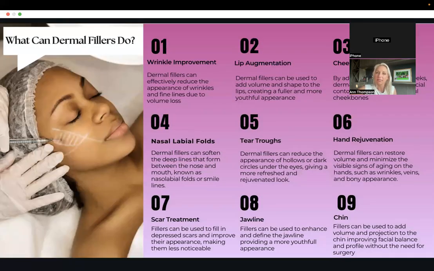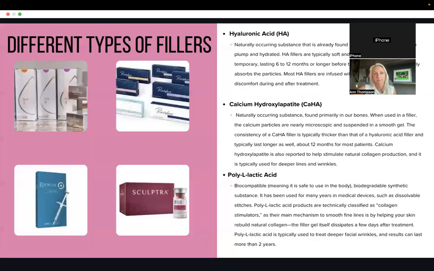These are all the different things that dermal fillers can do. So you can do tear troughs, you can do hands, you can do nasolabial folds, you can get rid of little scars, you can redefine someone's jaw, you can do their chin. Obviously, you can do their lips, all sorts of kind of crazy things with filler. Again, the goal is to provide volume where volume has been lost.